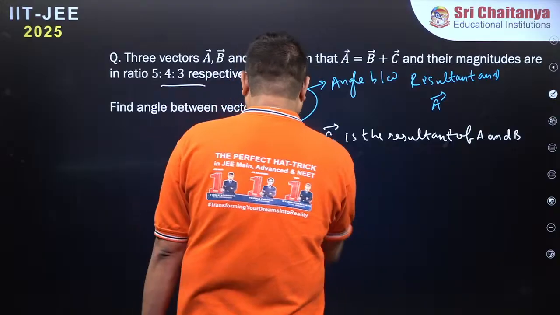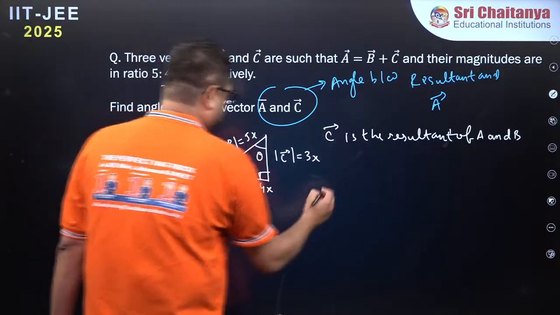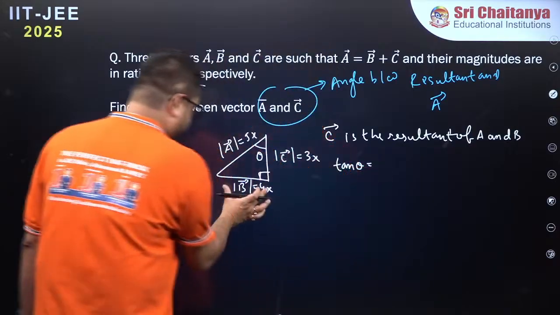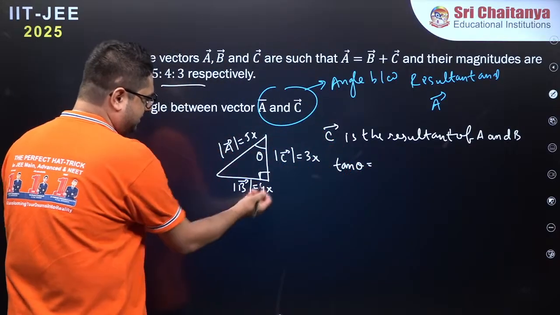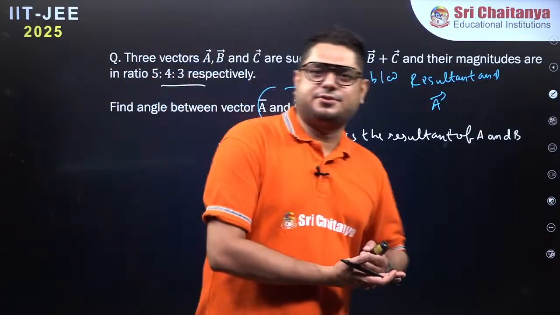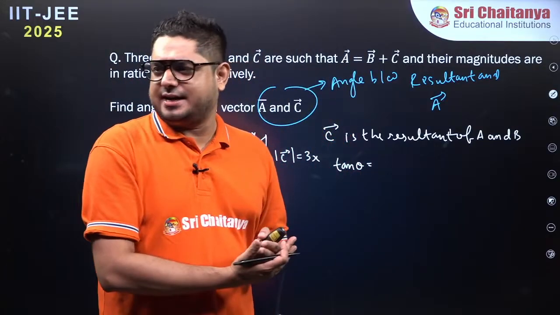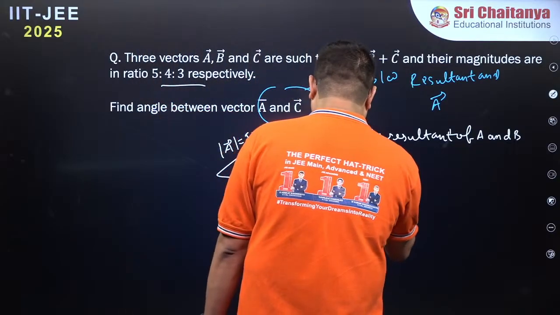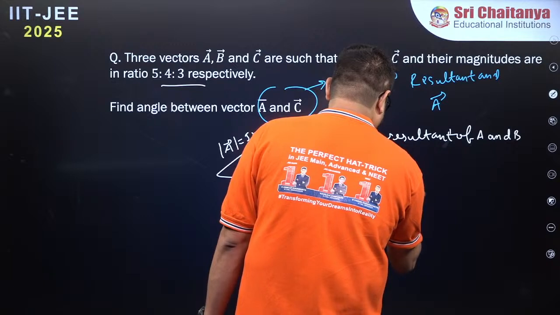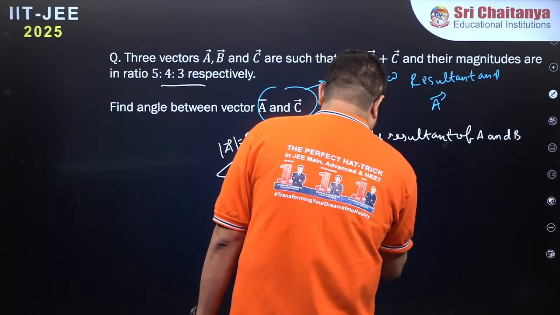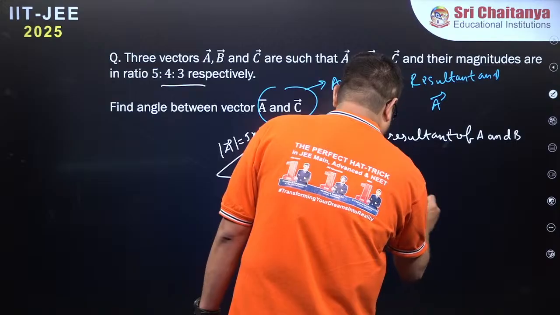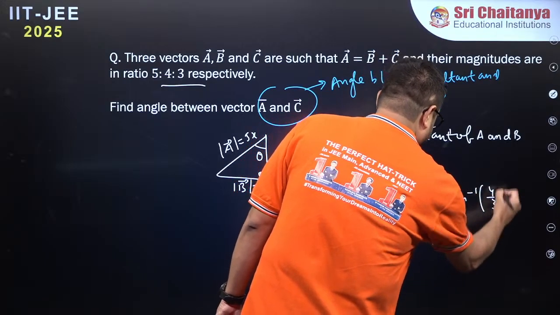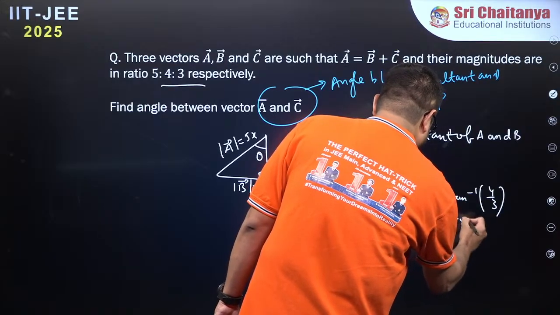So now they are asking you to find out the angle between A and C. So I can directly say that tan of theta, now this B magnitude is going to be acting as the perpendicular of the right angle triangle, isn't it? Yes, 53 is correct. So I can write it down as 4x by 3x over here. So tan of theta is going to be equivalent to 4 by 3. So theta is going to be equivalent to tan inverse of 4 by 3. So I will be getting theta as 53 degrees, isn't it?